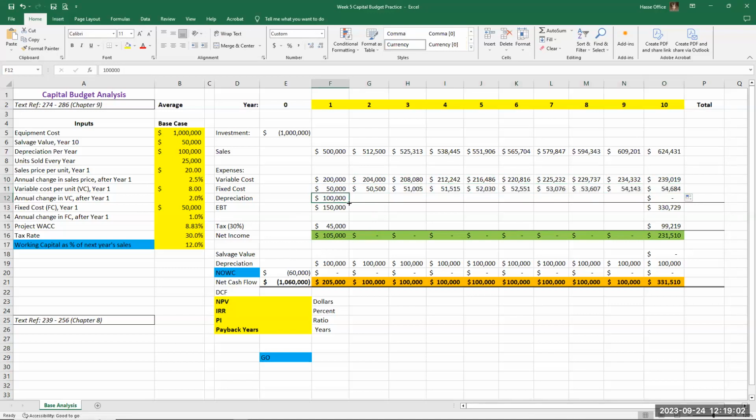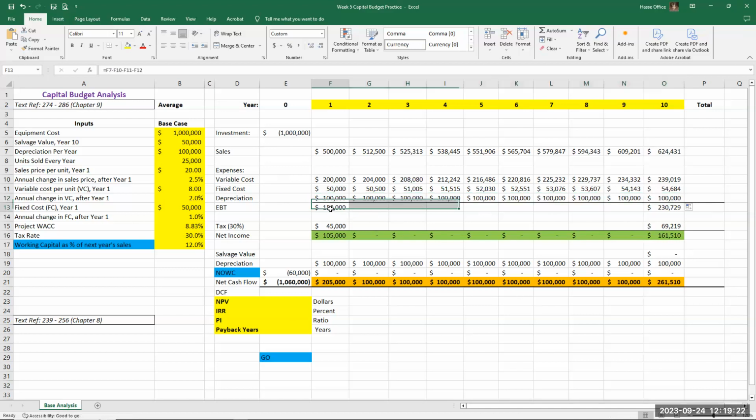Depreciation is always going to be 100,000. Notice I'm fully depreciating this over its life. In other words, it's a $1 million asset cost. I'm depreciating it $100,000 over 10 years. That means I'm fully depreciating the $1 million investment over time.